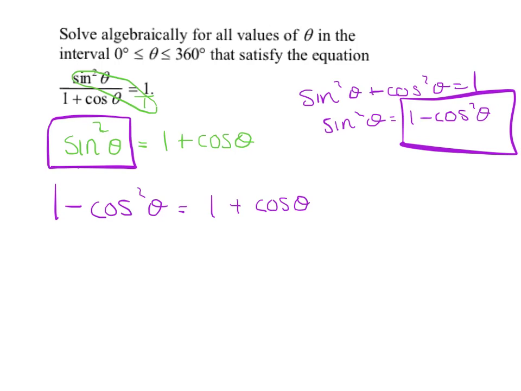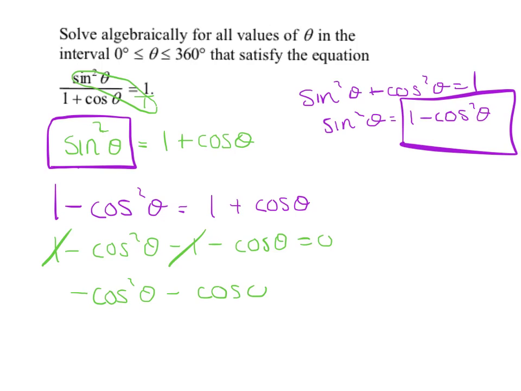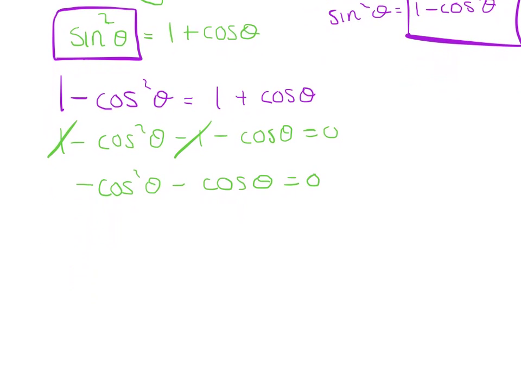All right, I'm going to set this equal to 0. So I'm going to subtract these terms over. Subtracting the 1, subtracting the cosine theta. 1 minus 1 cancels nicely, so I've got negative cosine squared theta minus cos theta equals 0. And again, most people don't like to factor or do anything math until we have a positive squared term. So I'm going to multiply everything by a negative 1.